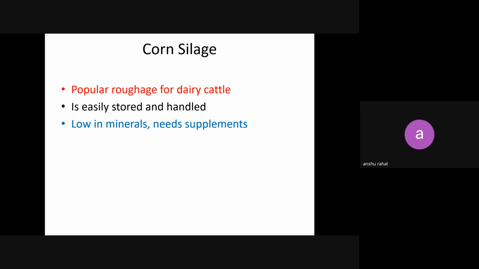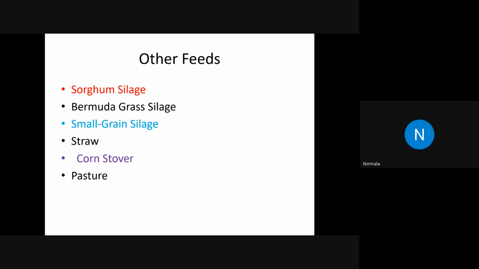Then the corn silage is the most popular roughage for dairy cattle, and it can be easily stored and handled. This corn silage is low in minerals, but in this case, you also need supplements. Then there are certain other feeds like sorghum silage, Bermuda grass silage, small grain silage, straw, corn stover, and pasture.